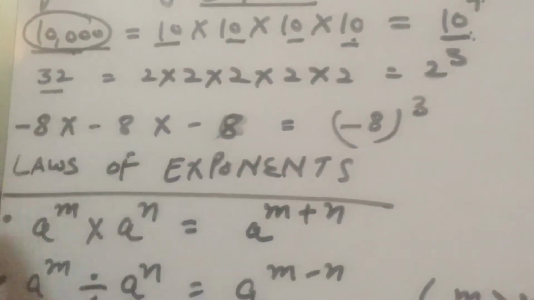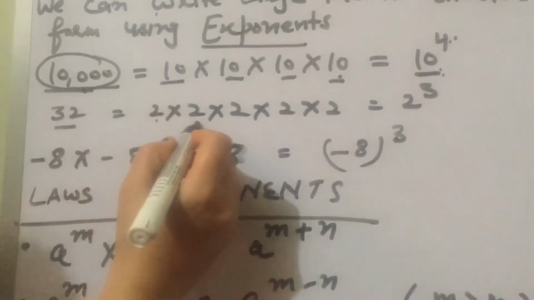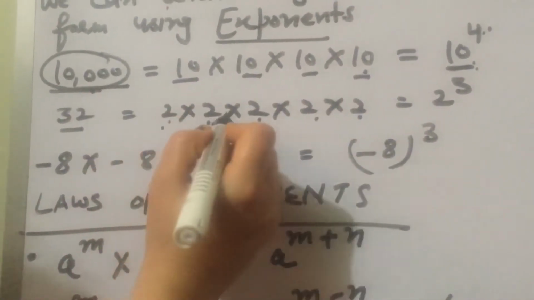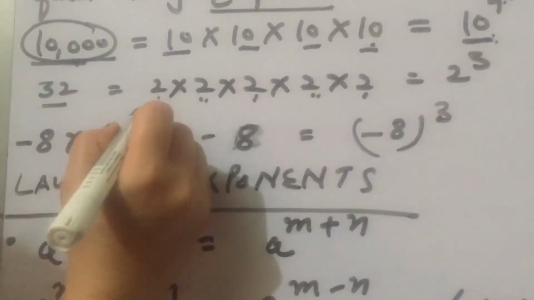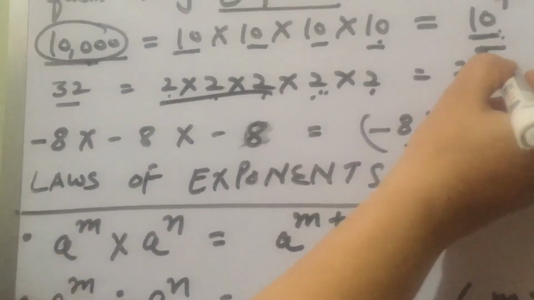Now next is 32. 32 we can write as 2 into 2 into 2 into 2 into 2. 2 2s are 4, 4 2s are 8, 8 2s are 16, 16 2s are 32. So how many times is 2 here? 5 times. So 2 raised to power 5.